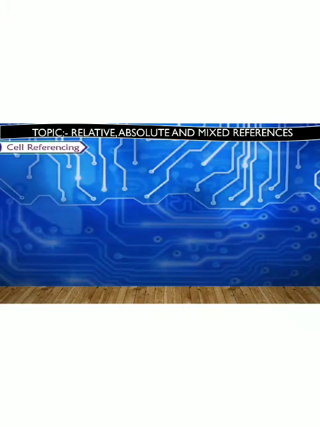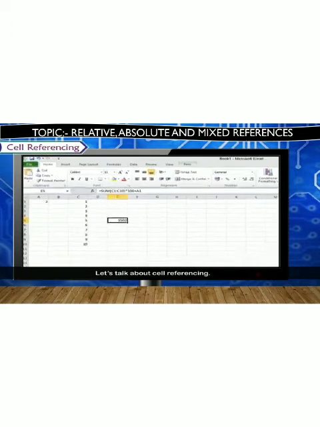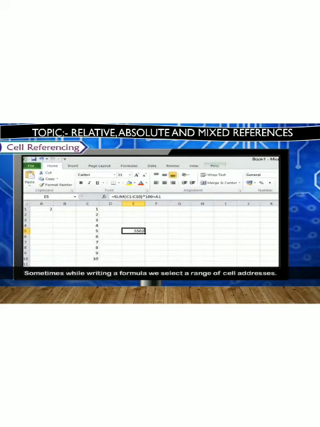Cell referencing. Let's talk about cell referencing. Sometimes while writing a formula, we select a range of cell addresses. The cell referencing refers to the range of cell addresses which we use while writing a formula. Let's understand this by an example.